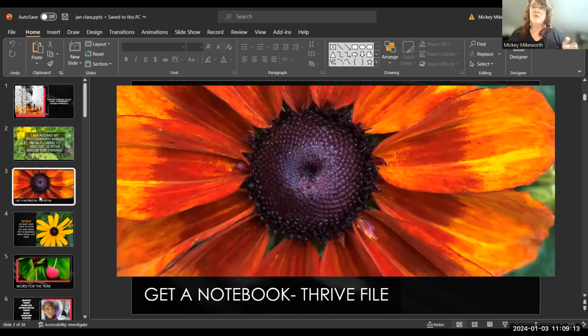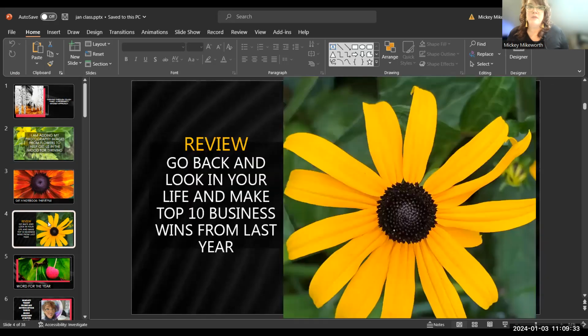The first piece of advice that I'm giving everyone today is we are in a new year, so get a notebook. It's a notebook to think about your small business and to think about how you're going to thrive. That is your Thrive file. You want to really think about how you're going to thrive and what you're going to do, and we're going to come in with that prosperity business idea set.